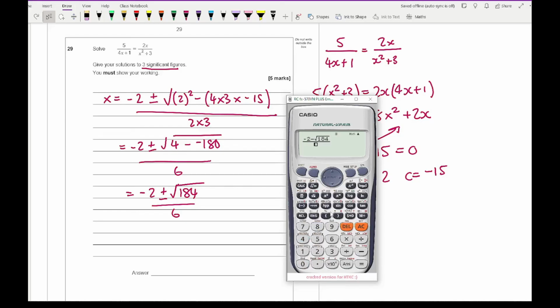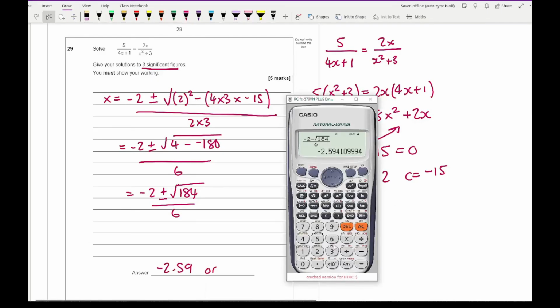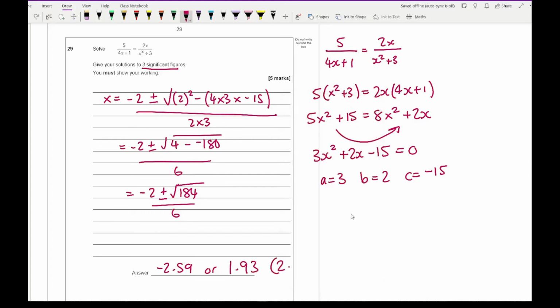over 6. So one of my answers is minus 2.59, I know that's not the number I read out, but there you go. And again, rather than typing it in, if I just change that minus to a plus, I get 1.93. And those answers are all to 2 decimal places, or actually 3 sig fig, which is what it wanted me to do, to 3SF. And there we go.